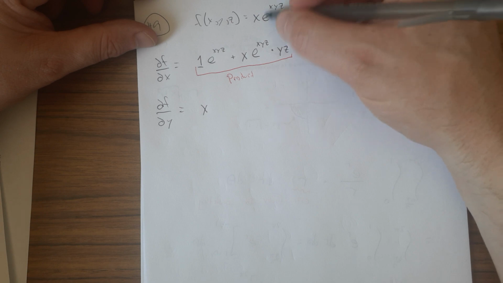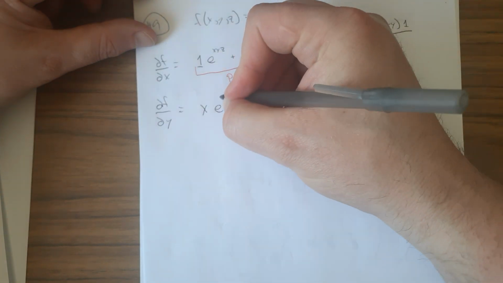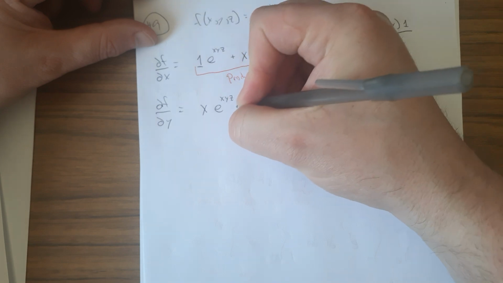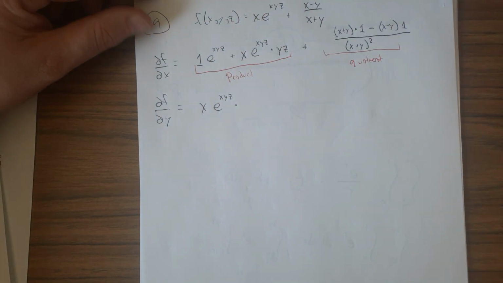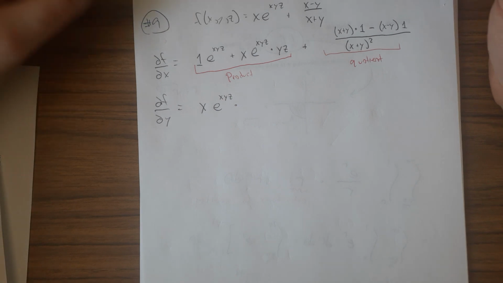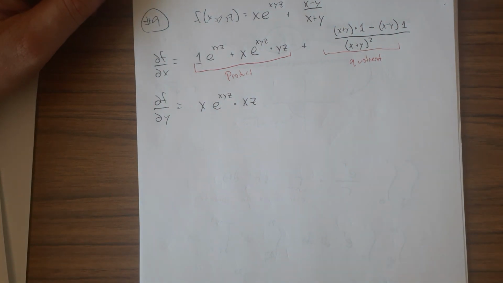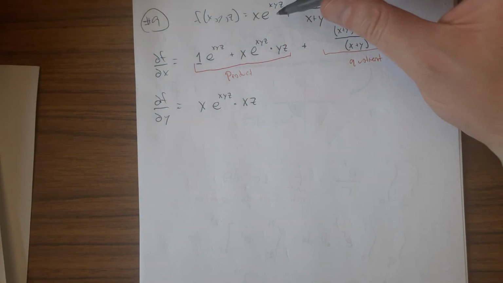And then I'm going to do the chain rule to take the derivative of e to the xyz. So that's e to the xyz times the derivative of the inside, and the derivative of xyz with respect to y is xz. Okay, so I'm done with that.